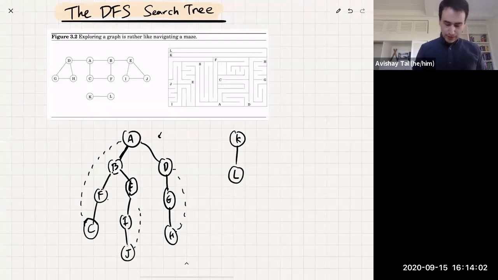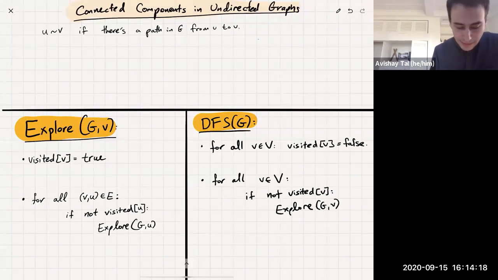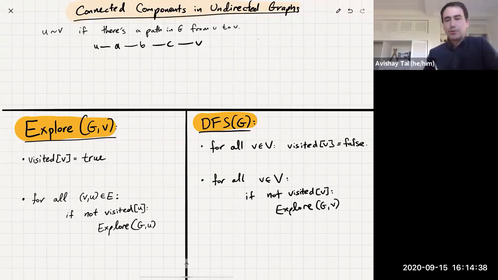If we look at this graph, when we drew these trees, we drew one tree starting from A and another tree starting from K, right? Each of these trees is called a connected component. What is a connected component? We say that two vertices U and V are connected if there's a path in the graph G from U to V. So maybe you have U going to A, going to B, going to C, going to V, maybe something like that. Now, this relation is an equivalence relation.